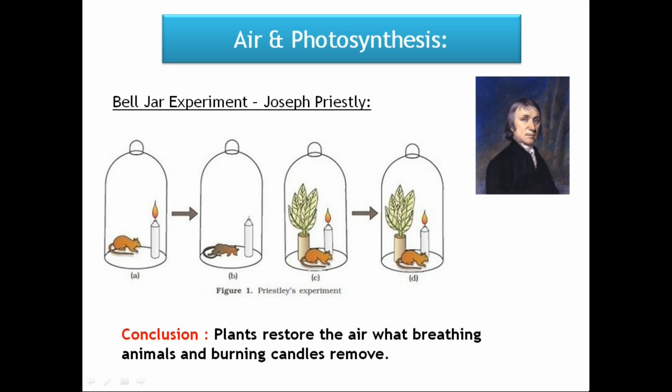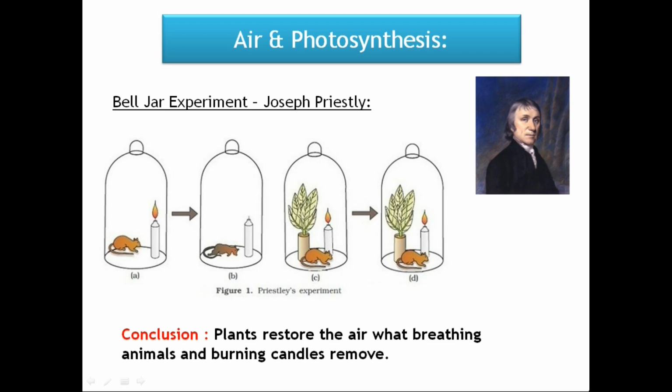Students, I would like to remind you that oxygen was discovered by Joseph Priestley in the year 1774, and the name oxygen was coined by Lavoisier in the year 1775.